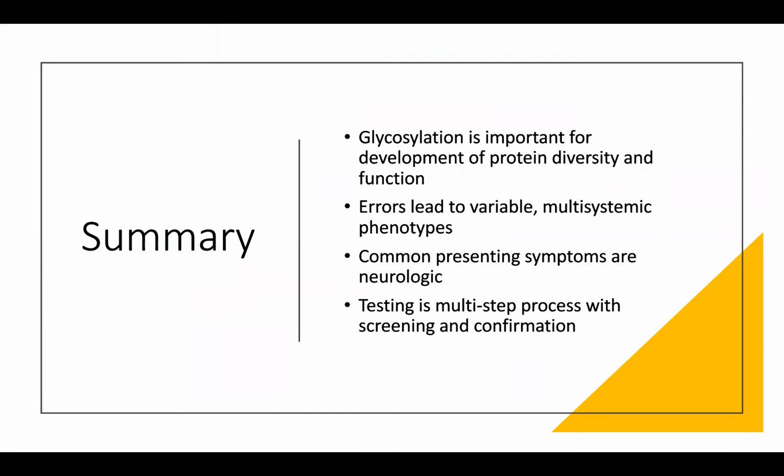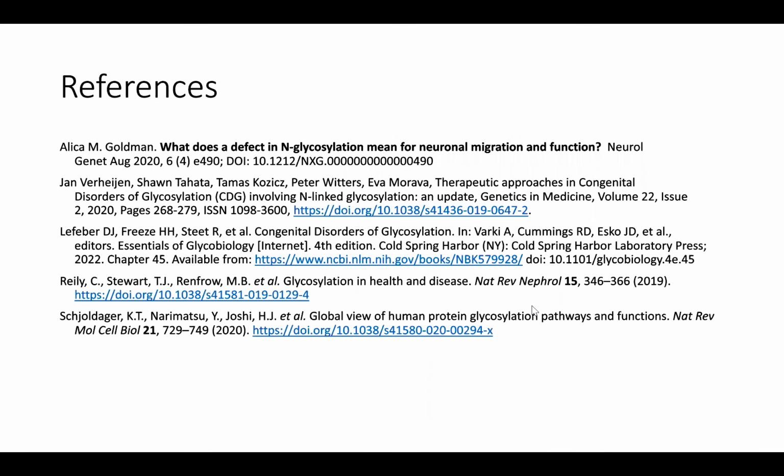So in summary, glycosylation is incredibly important for the development of protein diversity and function. Errors in this process lead to variable and multisystemic phenotypes. And the common presenting symptoms are neurologic. And just to remember, testing is a multi-step process with both screening and confirmation. And then here are my references.